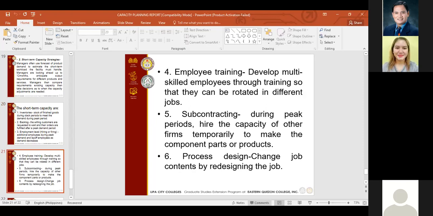So fourth is the employee training. We need to develop multi-skilled employees through training so that they can be rotated in different jobs. Fifth is the subcontracting, where during peak periods, you hire the capacity of other firms temporarily to make the component parts or products. And then the sixth is process design. So you change job contents by redesigning the job.